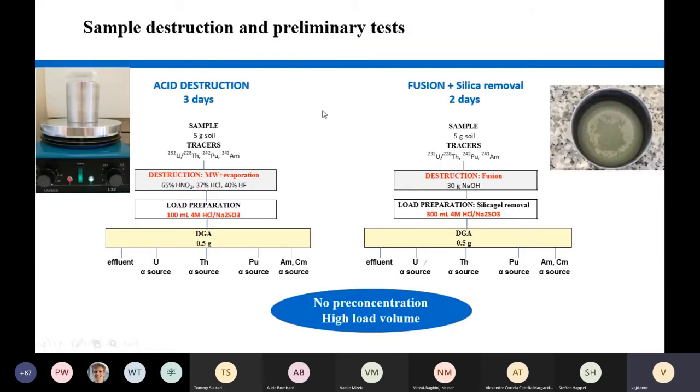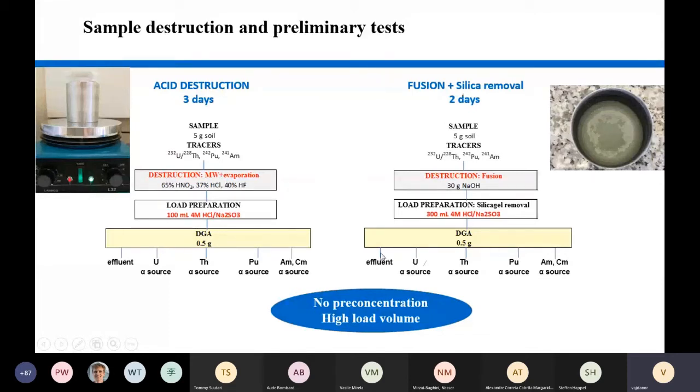So first we did two simple tests using 5 grams of soil samples. This is method 1. We used conventional acid destruction, followed by direct loading of the solution to the DGA column. This whole procedure took about 3 days, mainly because the sample destruction was long.